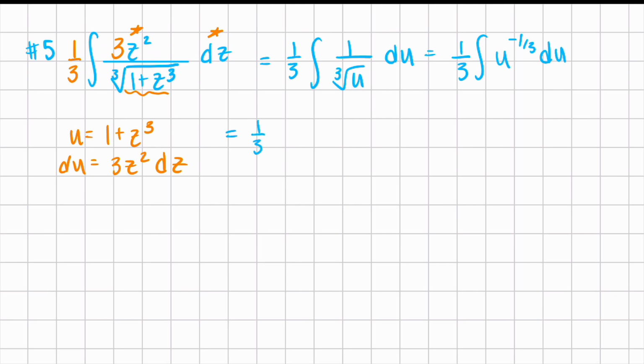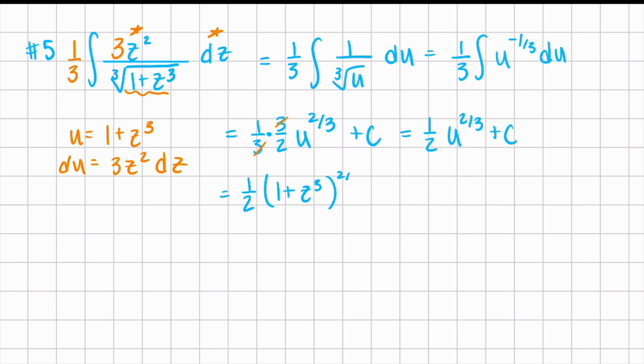Let's integrate. Negative 1/3 plus 3/3 is 2/3. Flip that, we get 3/2. Don't forget your plus c. Simplify the fractions, the 3's cancel. I'm left with 1/2 u to the 2/3 plus c. Rewrite everything to be in terms of z. So I have that 1 plus z cubed plugged back in. And that is our final answer.